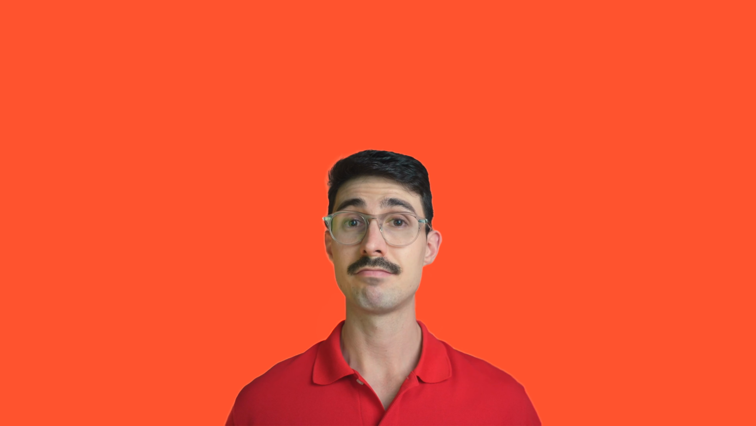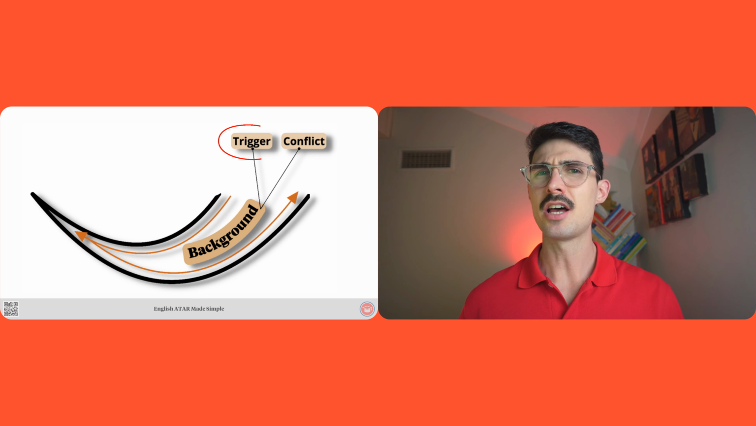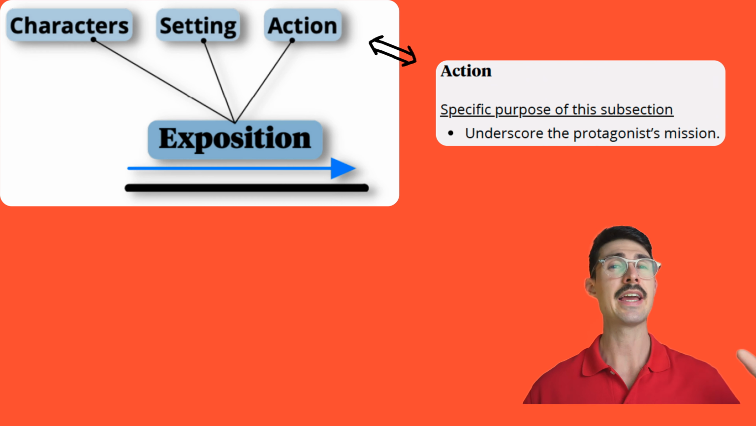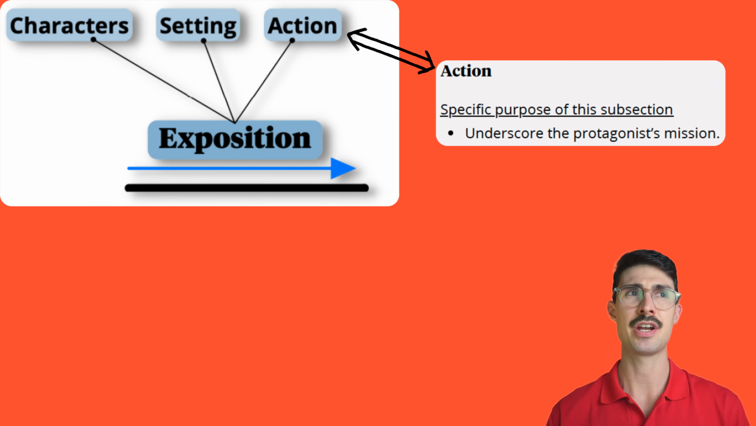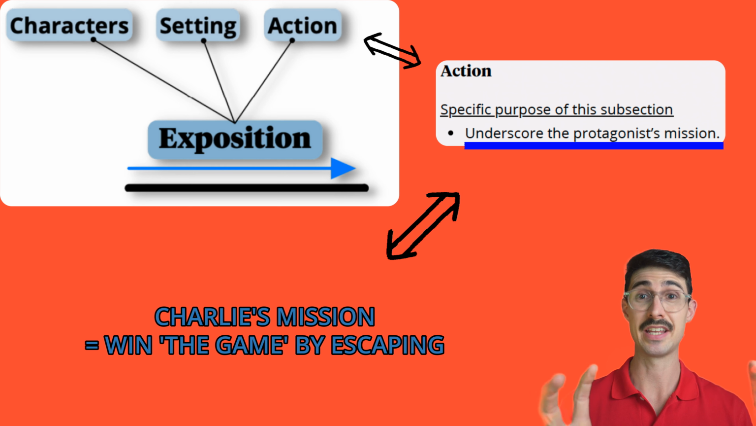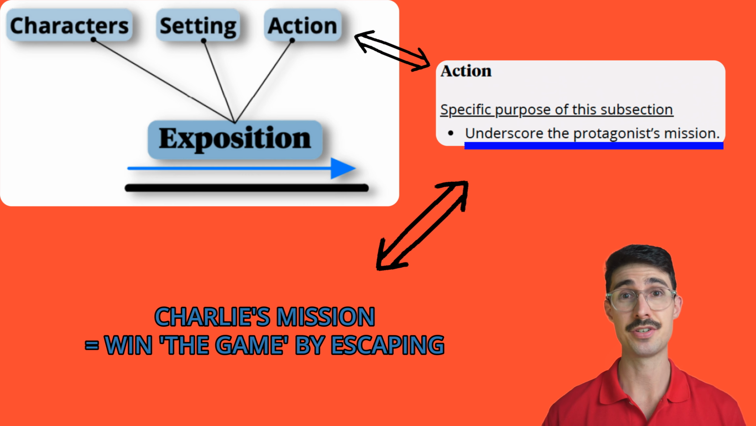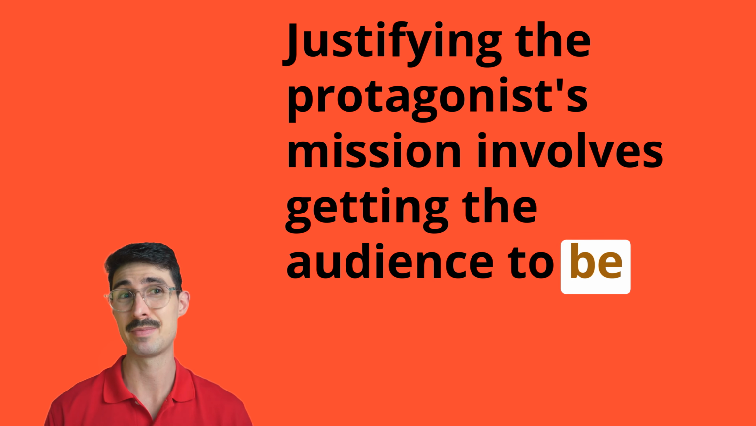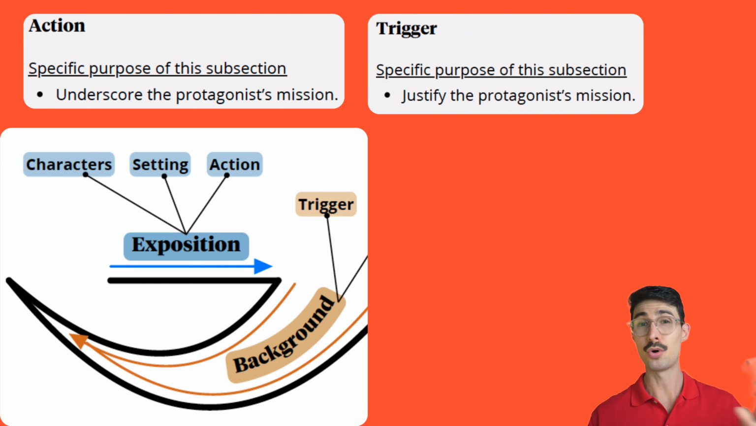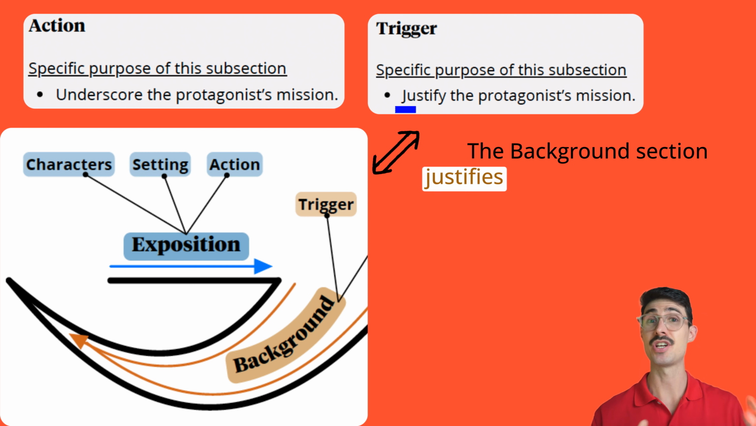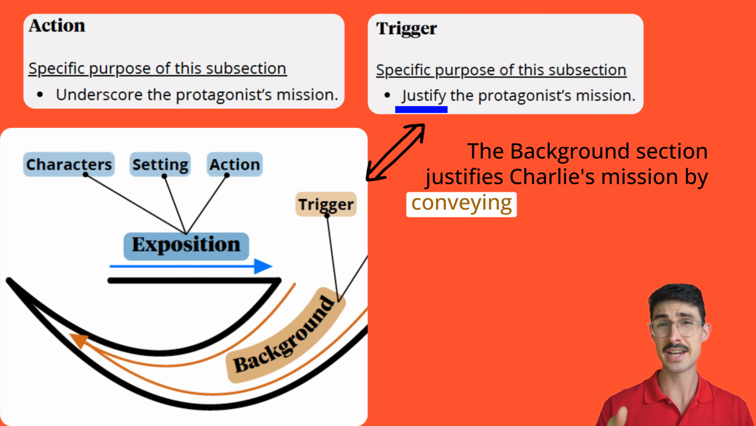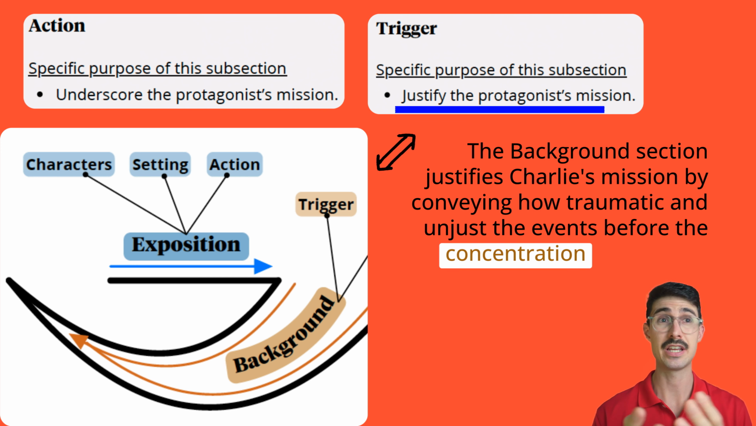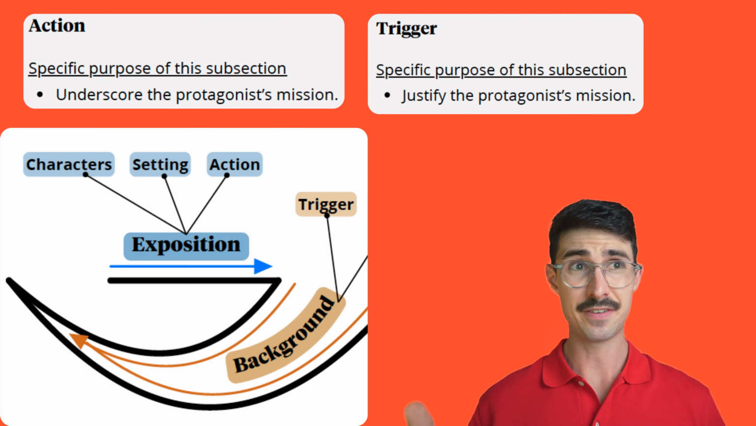Alright, that is the background section. Let's start off by discussing the trigger element of the background section. In the exposition section, readers learn that Charlie's mission is to win the game by escaping from the concentration camp. Justifying the protagonist's mission involves getting the audience to be emotionally invested in it. All of that's to say the background section justifies Charlie's mission by conveying how traumatic and unjust the events before the concentration camp were, especially for a 14-year-old boy.